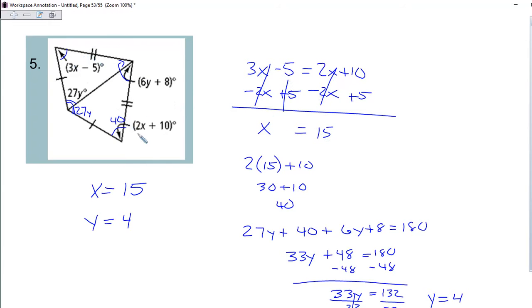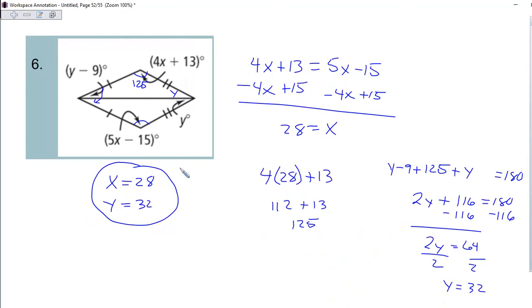We go back and plug it into this. We get 2 times 15 plus 10 gives us 40. So now we can add up all 3 of these angle measures and set it equal to 180. We combine our like terms, so we add 27y and 6y to get 33. 40 and 8 gives us 48. Subtract the 48 from 180 to get 132, and when we divide by 33, we get 4. So x is equal to 15, and y is equal to 4.